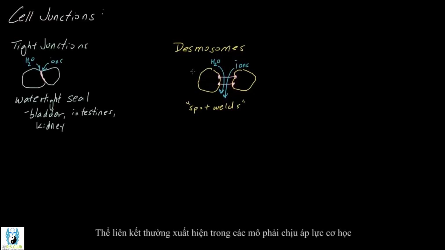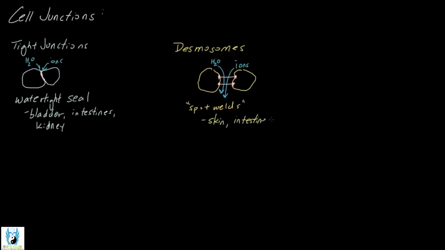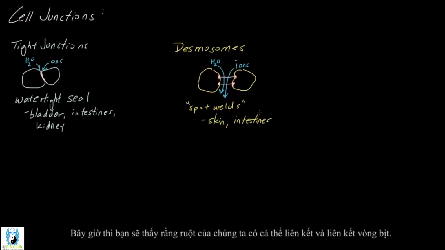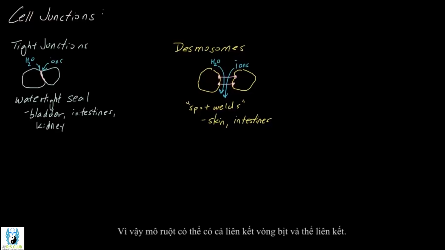Desmosomes tend to occur in tissues that experience a lot of stress. They offer a little bit of space for stress relief. So these spot welds, these desmosomes, can be found in our skin and in our intestines. Now you notice that our intestines actually has both desmosomes and tight junctions. These cell junctions can be scattered throughout even the same type of cell. So intestinal tissue can have both tight junctions and desmosomes.